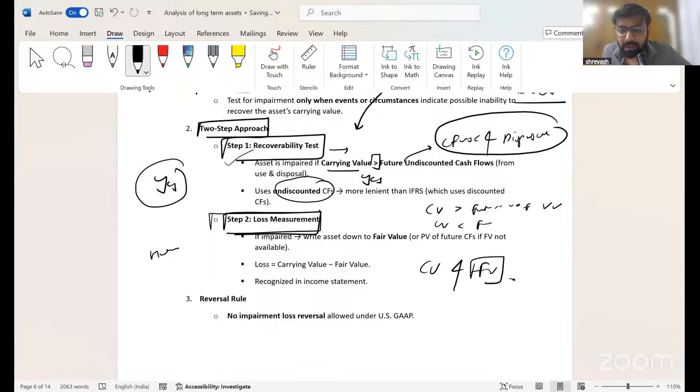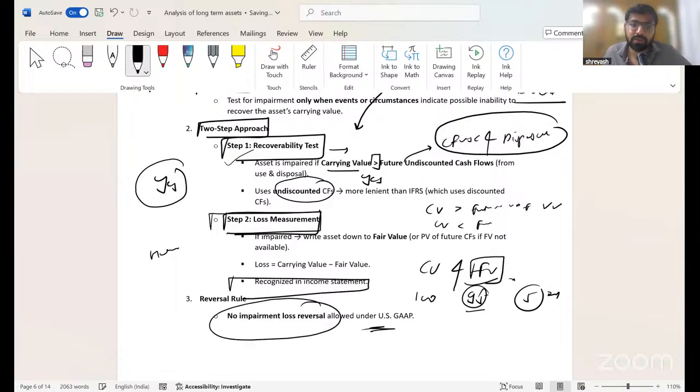So sir, impairment exists. How much? The carrying value is 100. The fair value is 95. Impairment is 5 rupees. But what if the fair value doesn't exist? Take the present value of future cash flows and amount of disposal. And whatever impairment loss is recognized in the income statement. And there is no reversal allowed in case of US GAAP.